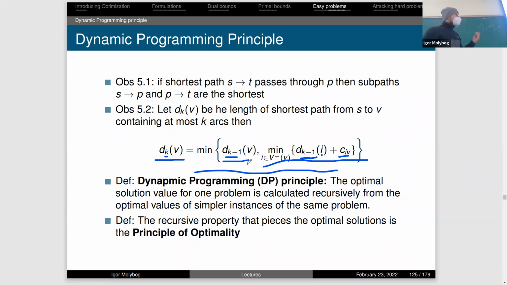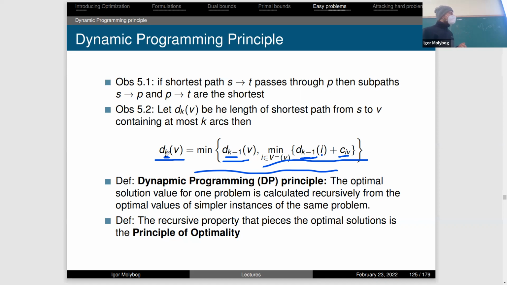This is a very good example of the principle of optimality, because since we have this parameter k, it kind of restricts the size of the problem that we are dealing with on each step, and therefore the solution to the problem on the next iteration can be completely recalculated from the solution of the problem on the previous iteration.